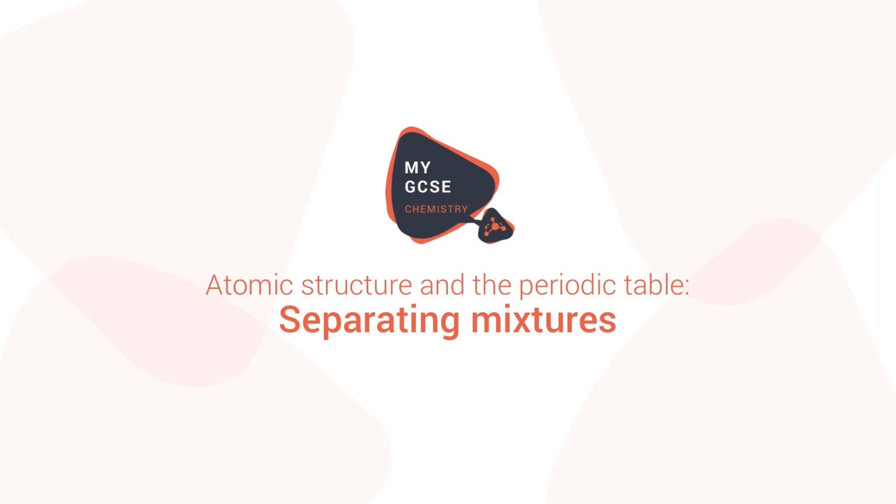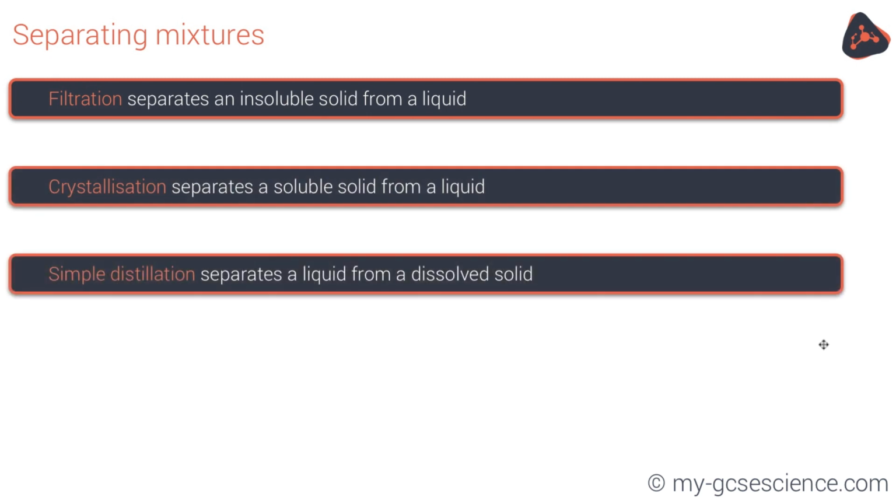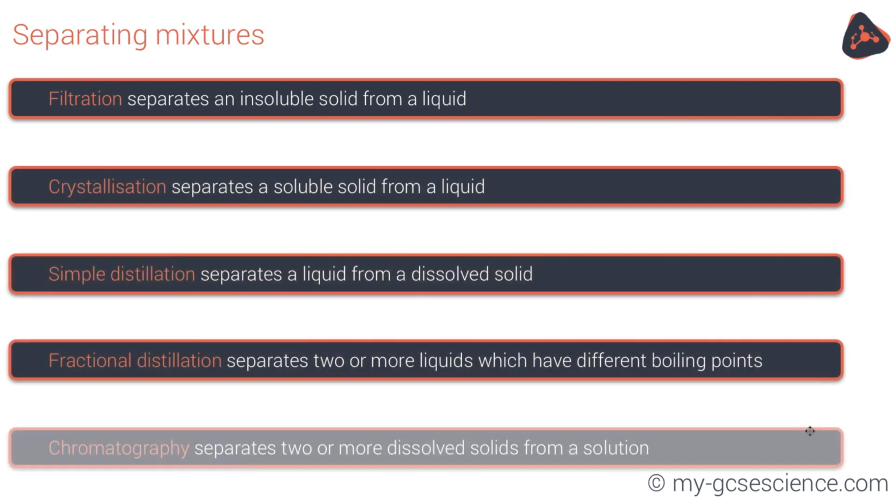The type of method we use to separate a mixture depends on what type of substance you're mixing together. In the exam, you could be asked to describe any of the following physical processes used for separating mixtures. Remember, these are all physical processes and don't involve chemical reactions.